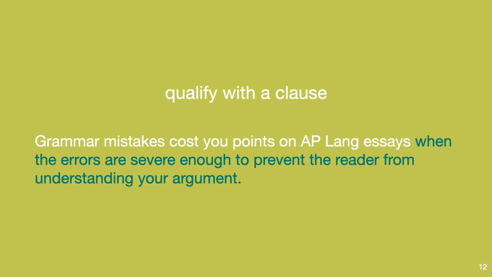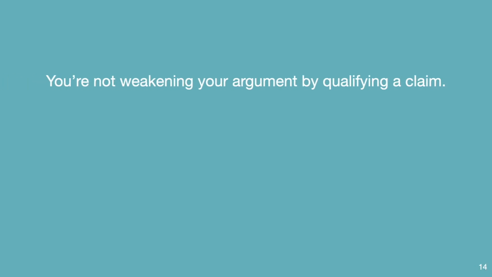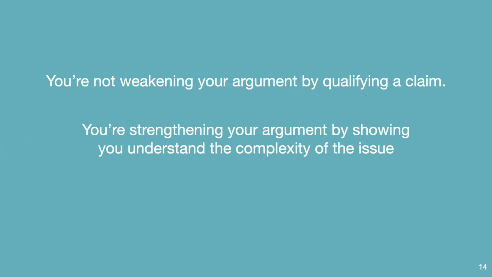Notice what happened. The absolute version is the myth, the qualified version is the reality, and it's exactly what the rubric says. You're not weakening your argument by the qualification. You're strengthening your argument by showing you understand the complexity of the issue. And that is what separates a nuanced argument from an oversimplification. Now, let's look at how qualification is tested in the MCQ section.